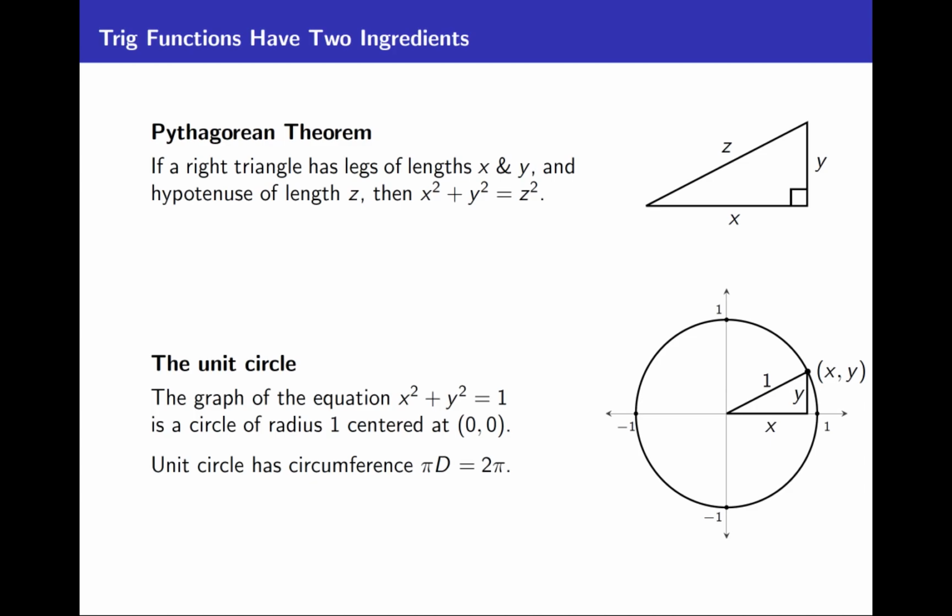Let's think about its circumference. The circumference of a circle is pi times its diameter, and the diameter of the unit circle is 2. From -1 to 1 is a distance of 2. So the unit circle has circumference 2 pi. So starting here, going all the way around the unit circle, and coming back to where you started, you've gone a distance of 2 pi units.